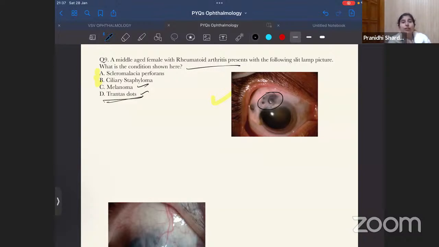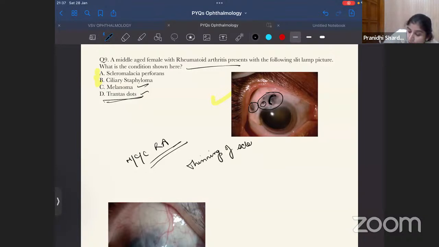What I want to tell you here is that the most common scleral presentation seen with rheumatoid arthritis, scleromalacia perforans, is most commonly seen in RA. That is a correct statement. Scleromalacia perforans, most common cause is rheumatoid arthritis. True statement. But here the answer is not A. See, here there are elevated lesions. Can you see there are elevated lesions? What is scleromalacia perforans? It is thinning of the sclera, which can go into perforation.